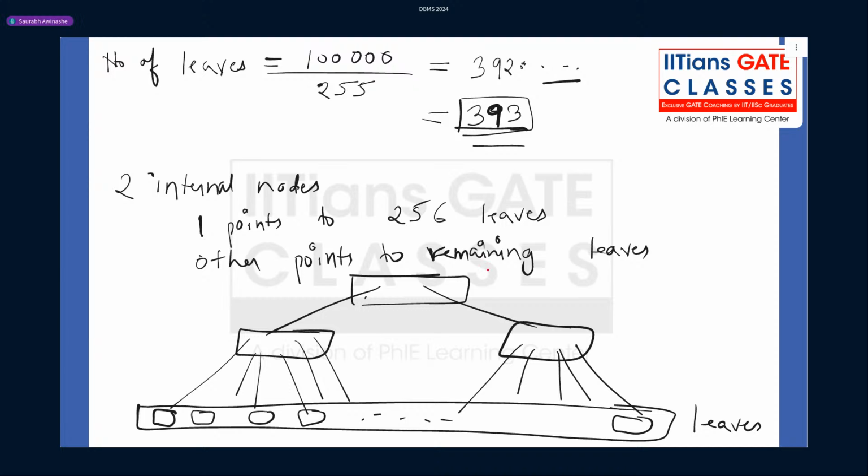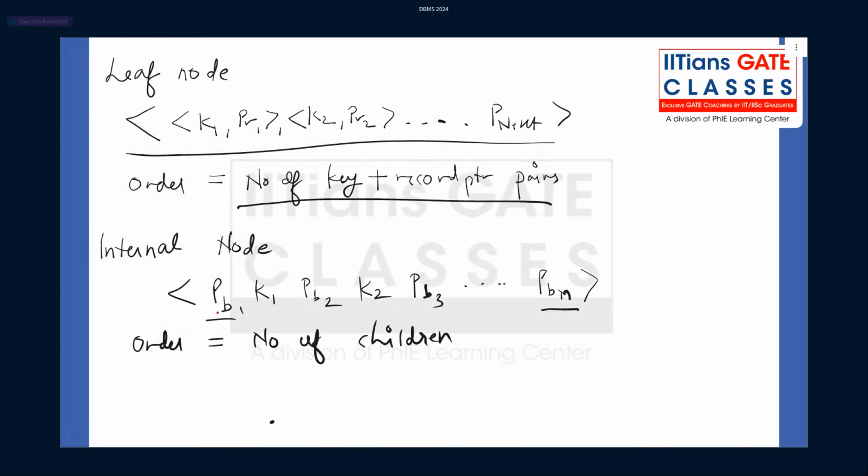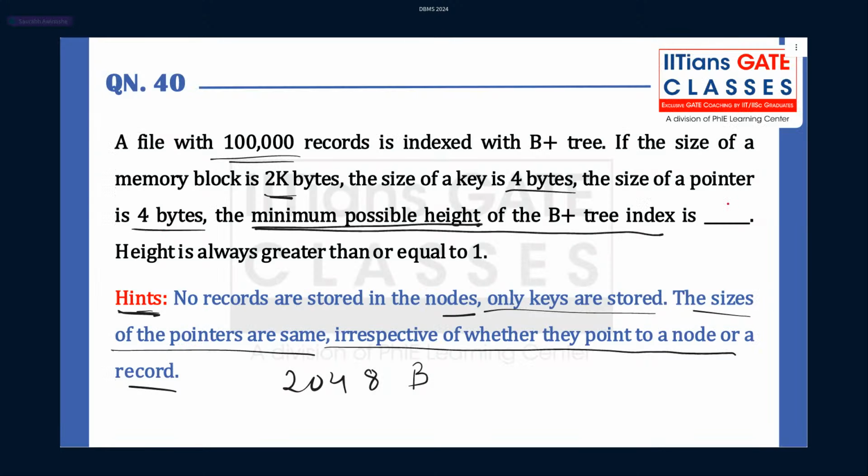So in B plus trees, the root node can have a minimum of two children, right? That is the only node with the exception that it can have two children. So we have created this B tree using maximum utilization, and the height of this B tree is 2, right? Height is 2. So the minimum possible height is 2. That's the answer.